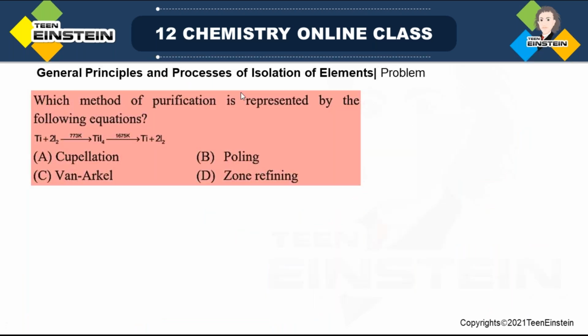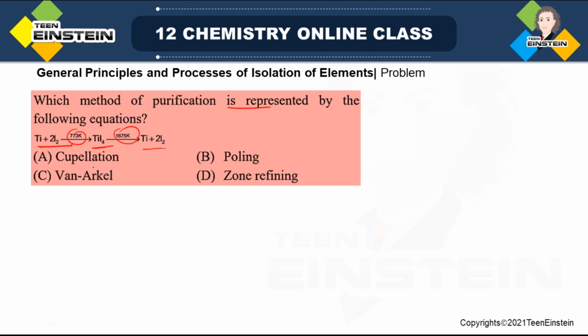Related to this method, we have a question here. Which method of purification is represented by the following equation? This equation we have just seen. Sometimes the temperature that is mentioned may not be exact. It may be plus or minus something, but that is not important, because if it is close to that temperature, it is the same. But here, first we are making a volatile complex, and in the second step we are decomposing it. So obviously it is vapor phase refining.